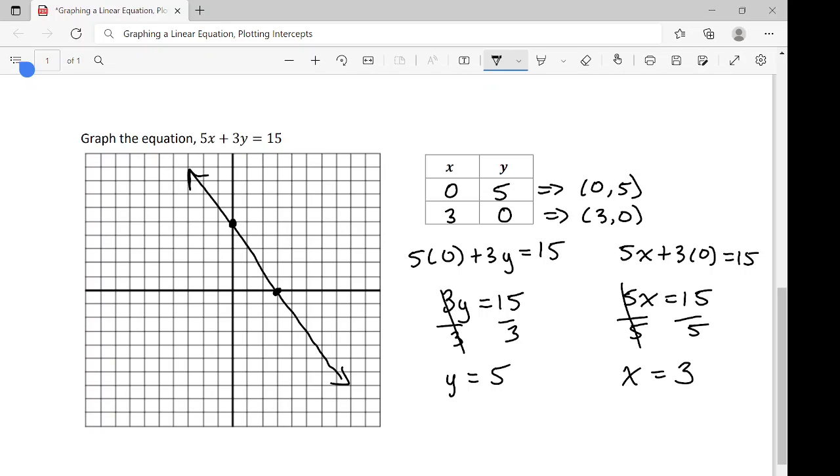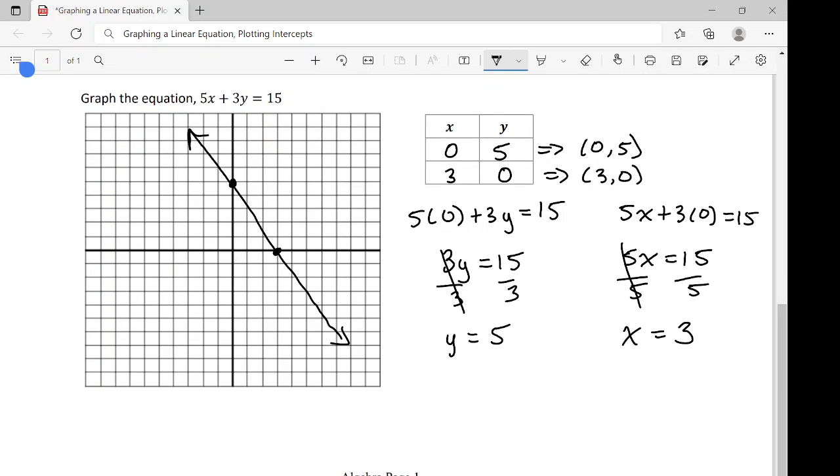Remember, to graph intercepts, let x be 0, then solve for y, and then let y be 0, plug it in, and then solve for x, and you will have your ordered pairs.